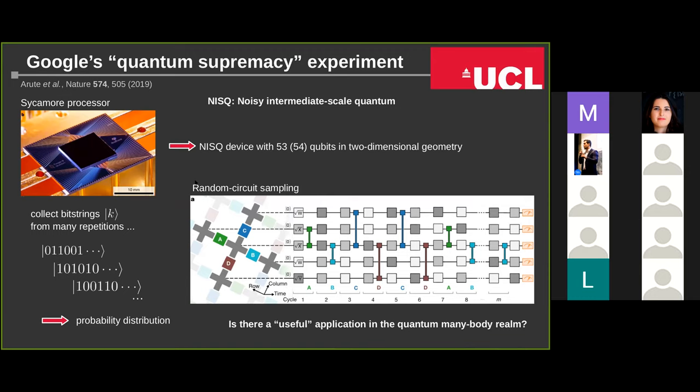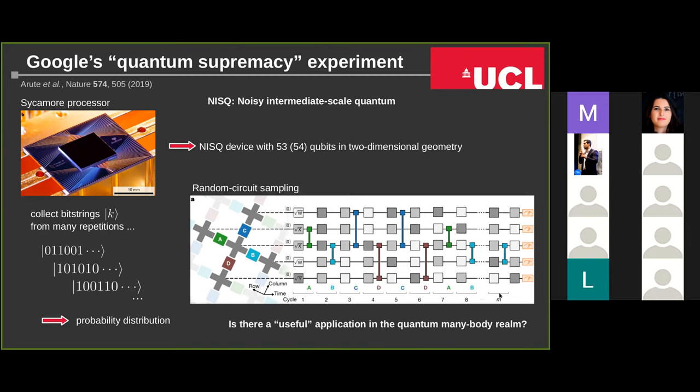So what does it mean? Initially, you prepare all your qubits in the zero state, and then you act with a quasi-random circuit on this initial state. The circuit has different cycles, and each cycle consists of a layer of one-qubit gates, so one-qubit rotations, and then a layer of two-qubit gates, gates that create entanglement between the different qubits. Then you repeat this with different one-qubit gates and different connections between the qubits for the two-qubit gates. You do this a number of times, and then in the end, you measure all the qubits.